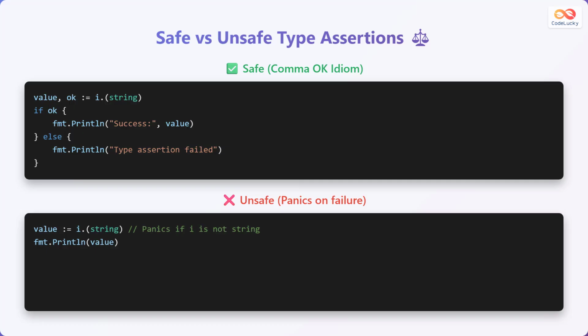Here's an example of an unsafe type assertion. If i is not a string, the program will panic. Avoid this in production code. The safe approach is generally preferred because it allows you to handle cases where the type assertion fails gracefully.